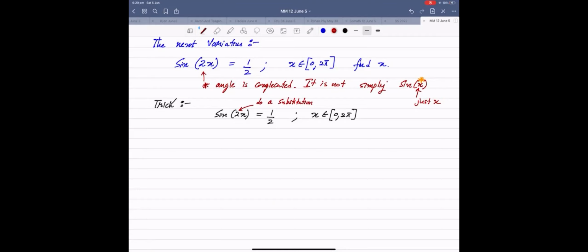So substitution is this. Let k be equal to 2x. Then what you have to do is rewrite it. Sin k is equal to half.